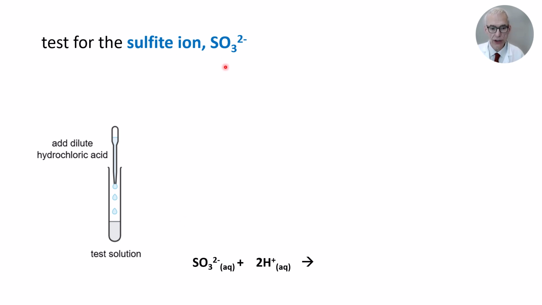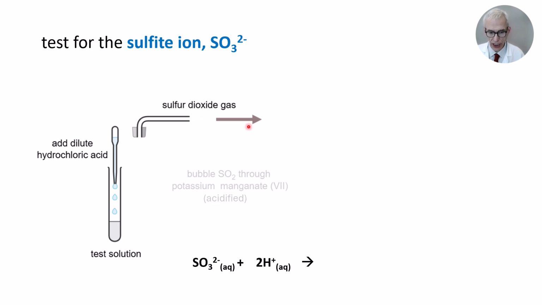And finally, the sulfite ion, SO3 2-. If the test solution contains the sulfite ion, we add dilute hydrochloric acid and sulfur dioxide gas would be generated. Now, sulfur dioxide gas, if bubbled through potassium manganate 7, has a distinct effect on that solution. Do you recall the original colour of potassium manganate 7 and what happens to that colour?